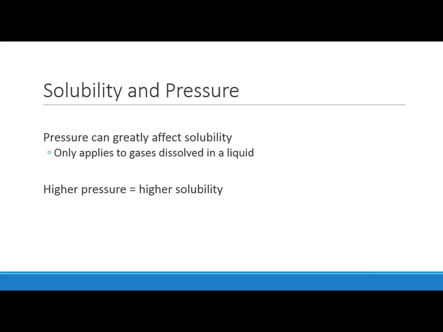Now, the other trend that we need to worry about is pressure, right? So it turns out that this only applies to gases dissolved in a liquid, like Coca-Cola or whatever, but higher pressure means higher solubility, which is why at the Coca-Cola bottling facility, when they package these things, they pump in massive amounts of carbon dioxide inside that can. So it's under very high pressure. And as soon as you open it, you pop the top and you hear the little hiss. That's because the gas is escaping. And as you decrease the pressure, now it starts to bubble out.